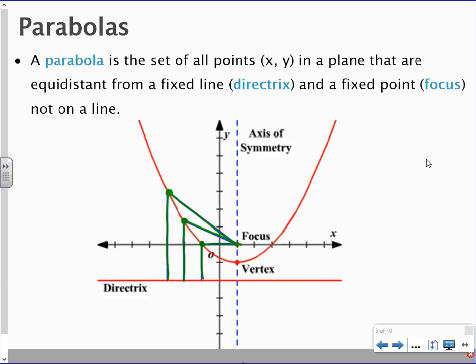The focus will be on the axis of symmetry, yes. So the focus is going to be above or below the vertex if it's opening up or down. We are also going to talk about parabolas that open left or right. So in that case, they'd be to the right or to the left of the vertex. Okay, that's a good question.